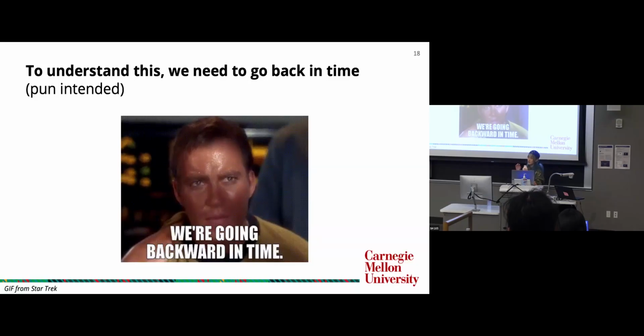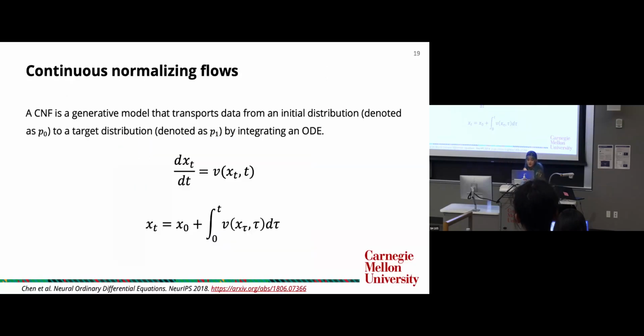To understand why this is a proper probabilistic generative model, we need to go back in time to when people started to develop this. Back in 2018, there was a seminal paper on continuous normalizing flows, or neural ODE, neural ordinary differential equation. Ricky, who was actually my mentor, a super legendary guy, proposed continuous normalizing flows.